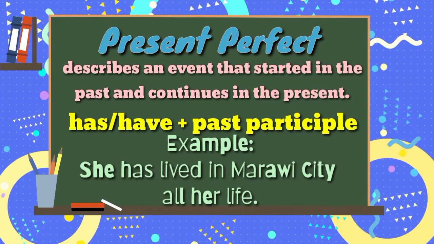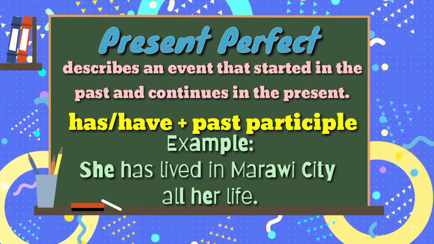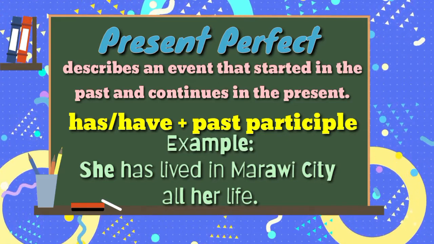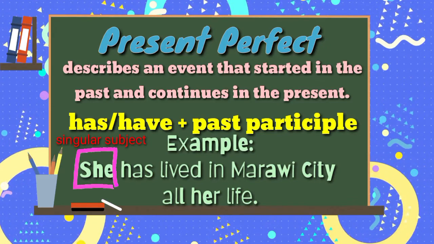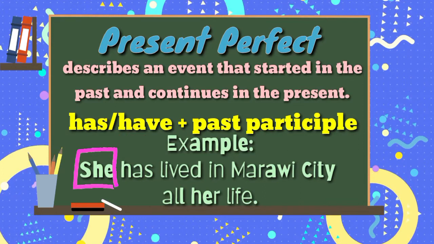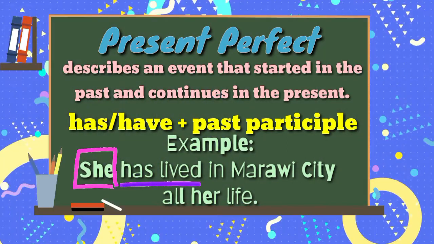For example, she has lived in Marawi City all her life. In this sentence, we have our singular subject she. Therefore, we use the helping verb has plus the past participle of the verb lived.